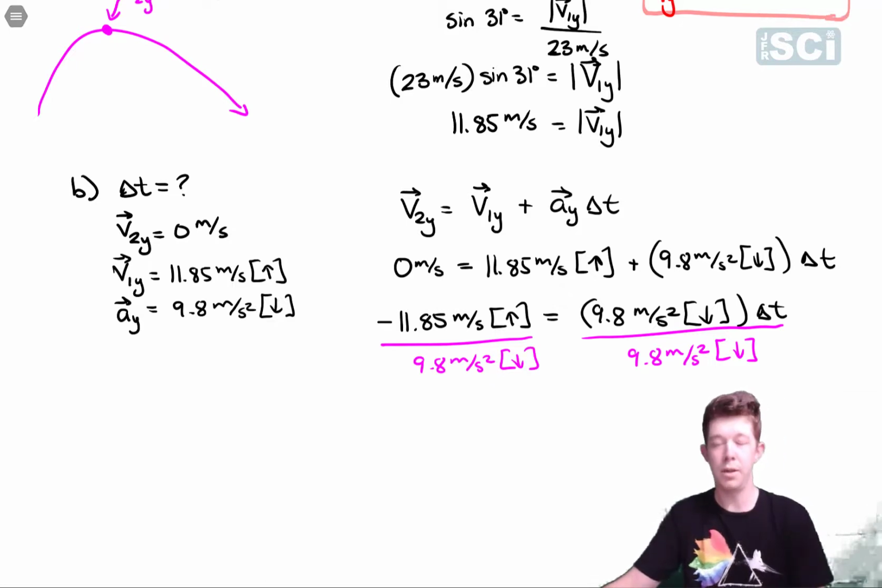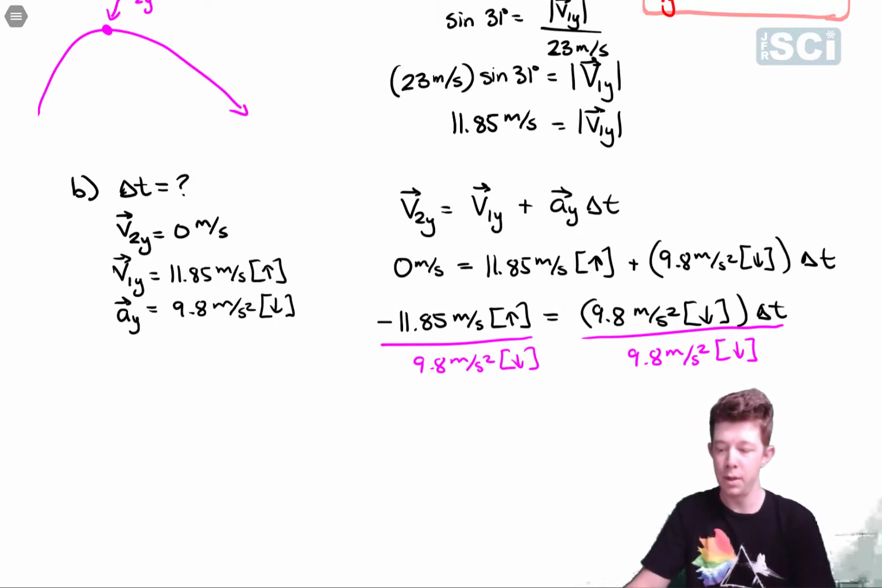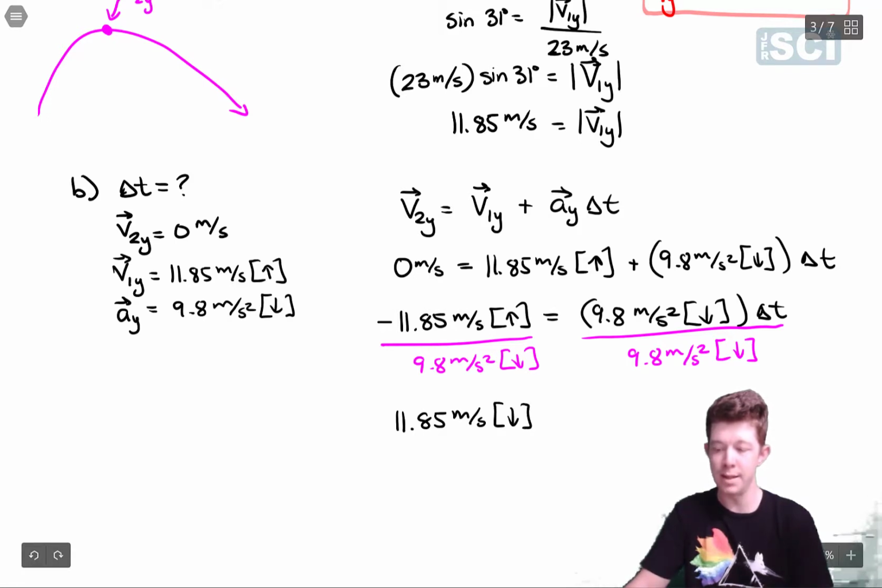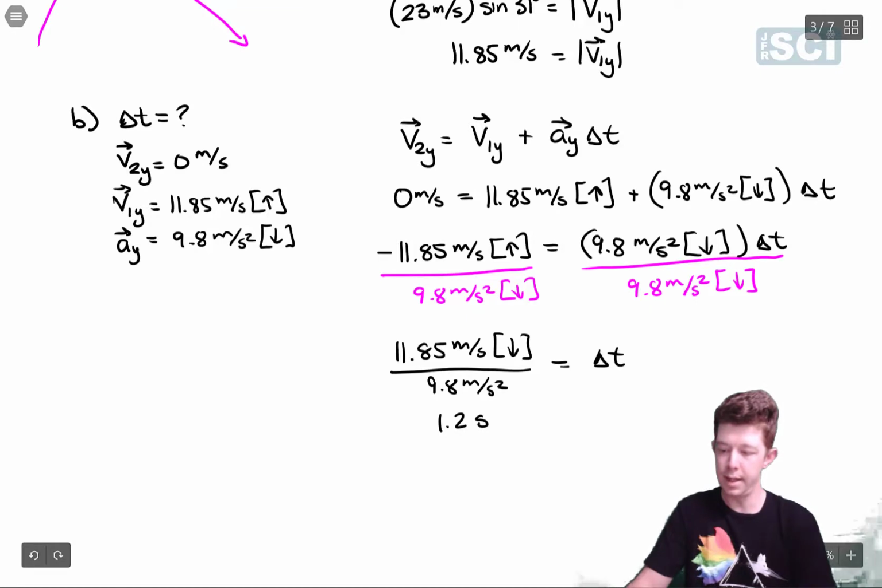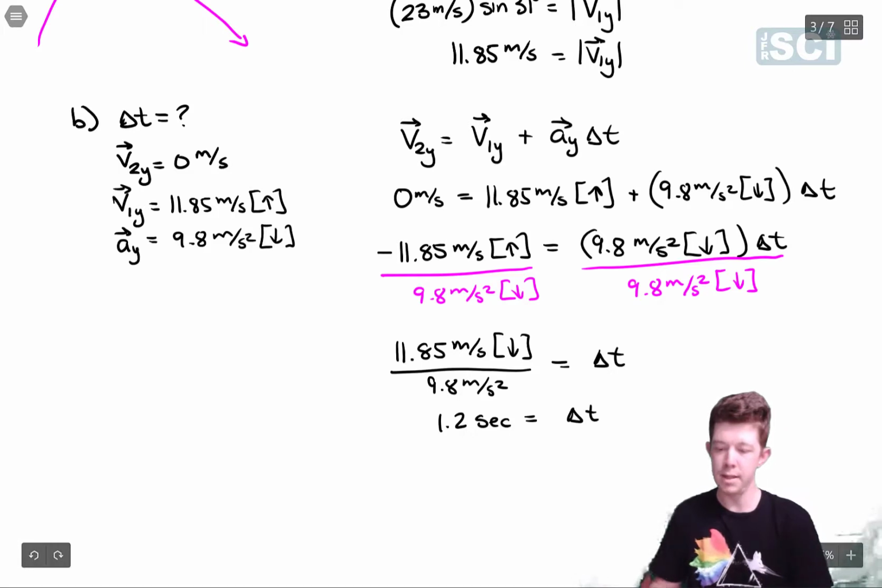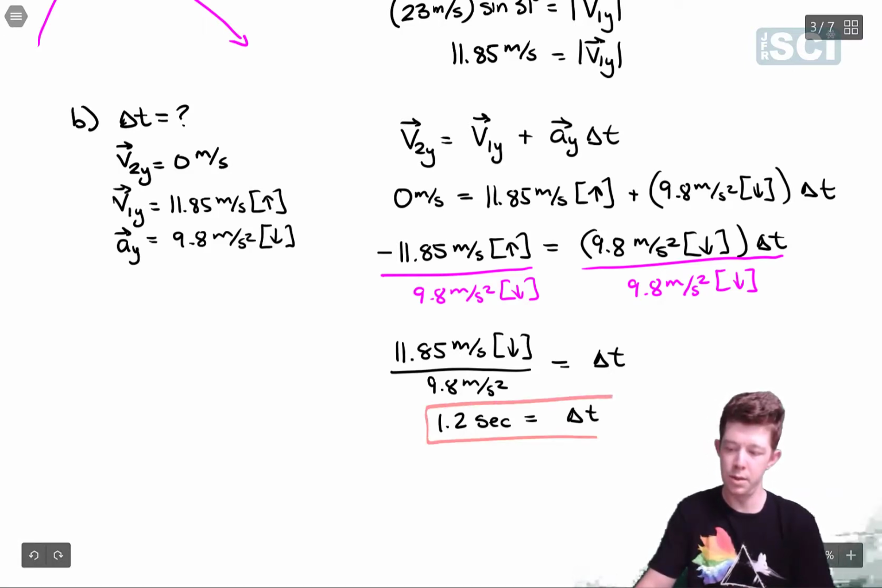And you'll notice that I have an issue here, that my numerator value is directionally upwards and my denominator is directionally downwards, but the negative sign will actually work itself out. So I have 11.85 meters per second downwards because it's a negative magnitude of up, divided by 9.8 meters per second squared, giving me delta t. So if I divide that through, I get a time of 1.2 seconds. So I now know that my time that this football is in the air is 1.2 seconds.